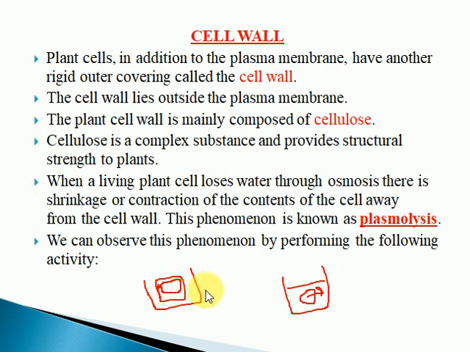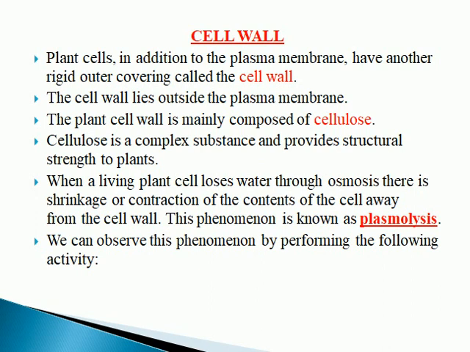Now the contents of the plant cell will shrink, and this shrinkage is called plasmolysis. The entire cell won't shrink, but only the inner contents will shrink, and this process is called plasmolysis. Here, to support it, they have given one activity also. I'll be showing you that activity.